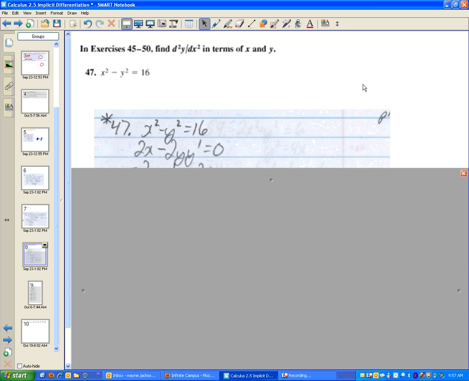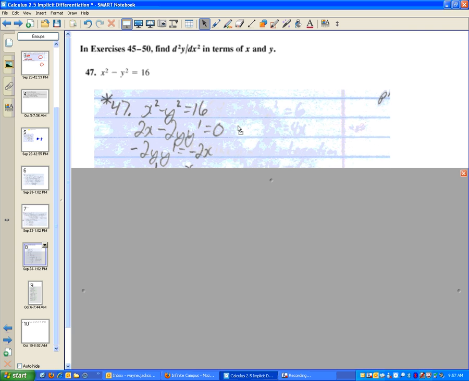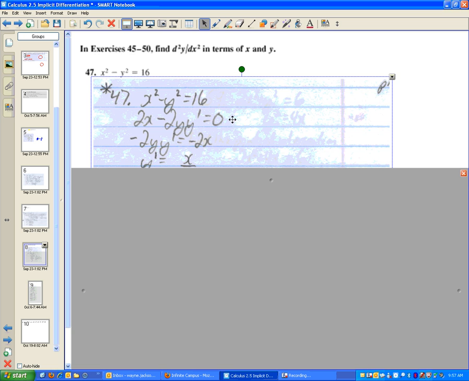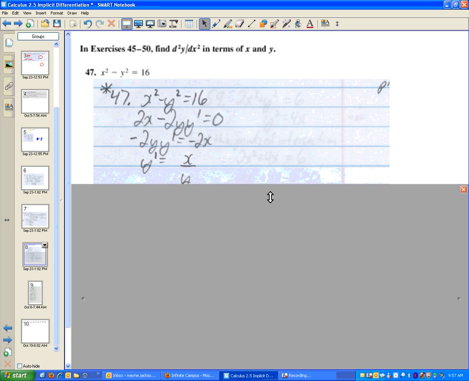All right, solve it for y prime. So I subtract 2x from both sides. Then I divide both sides by negative 2y. So negative 2x divided by negative 2y, the negative 2's divide out. I get x divided by y.